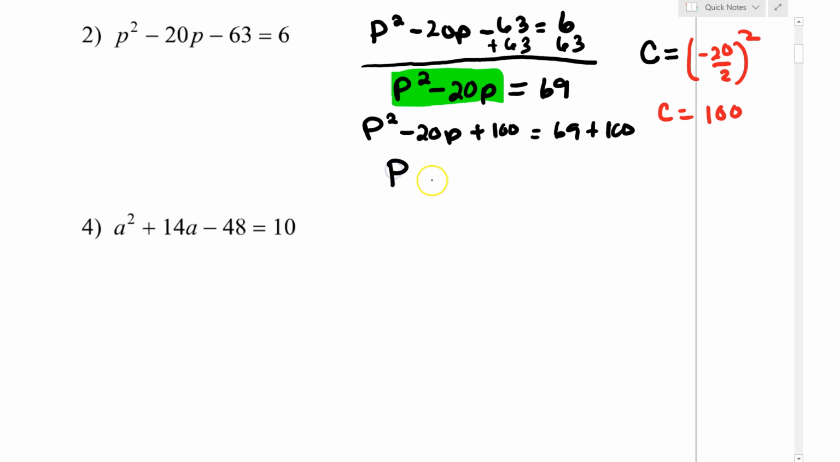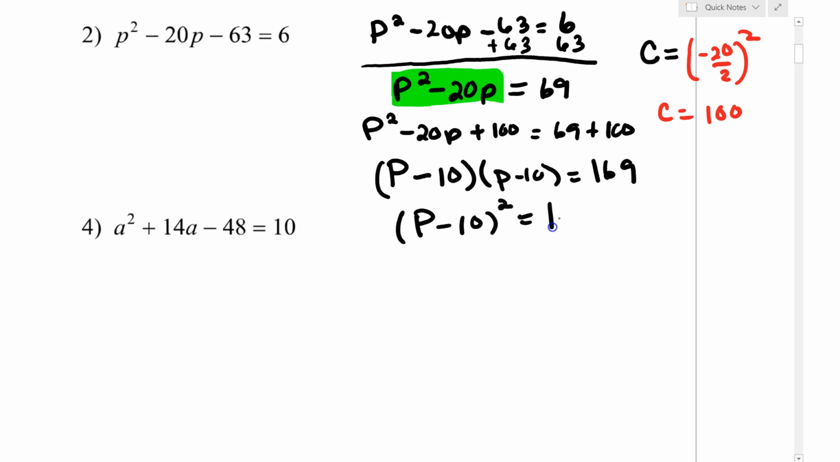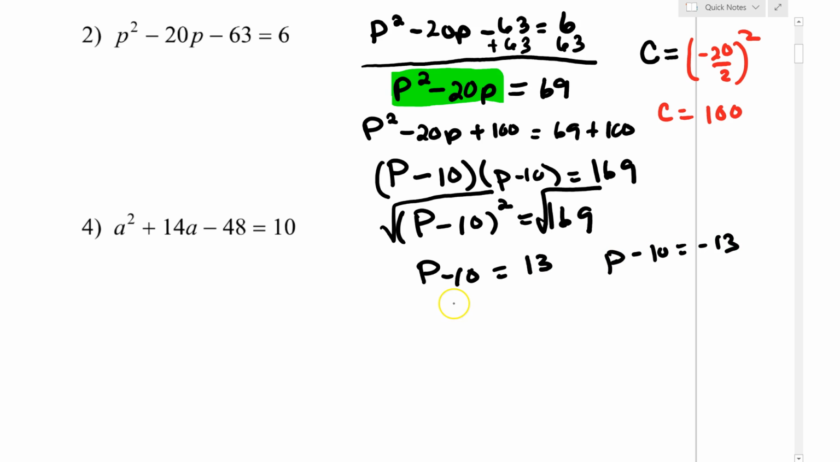So here you're going to have p minus 10 squared, but I'm going to go ahead and say it right. P minus 10 times p minus 10 equals 169. So you have p minus 10 to the second power is equal to 169. Get the square root of both sides. So you have p minus 10 is equal to the square root of 169, which is 13, but it can also be negative. Solve for p. In this case, p can be 23 or p can be negative 3.